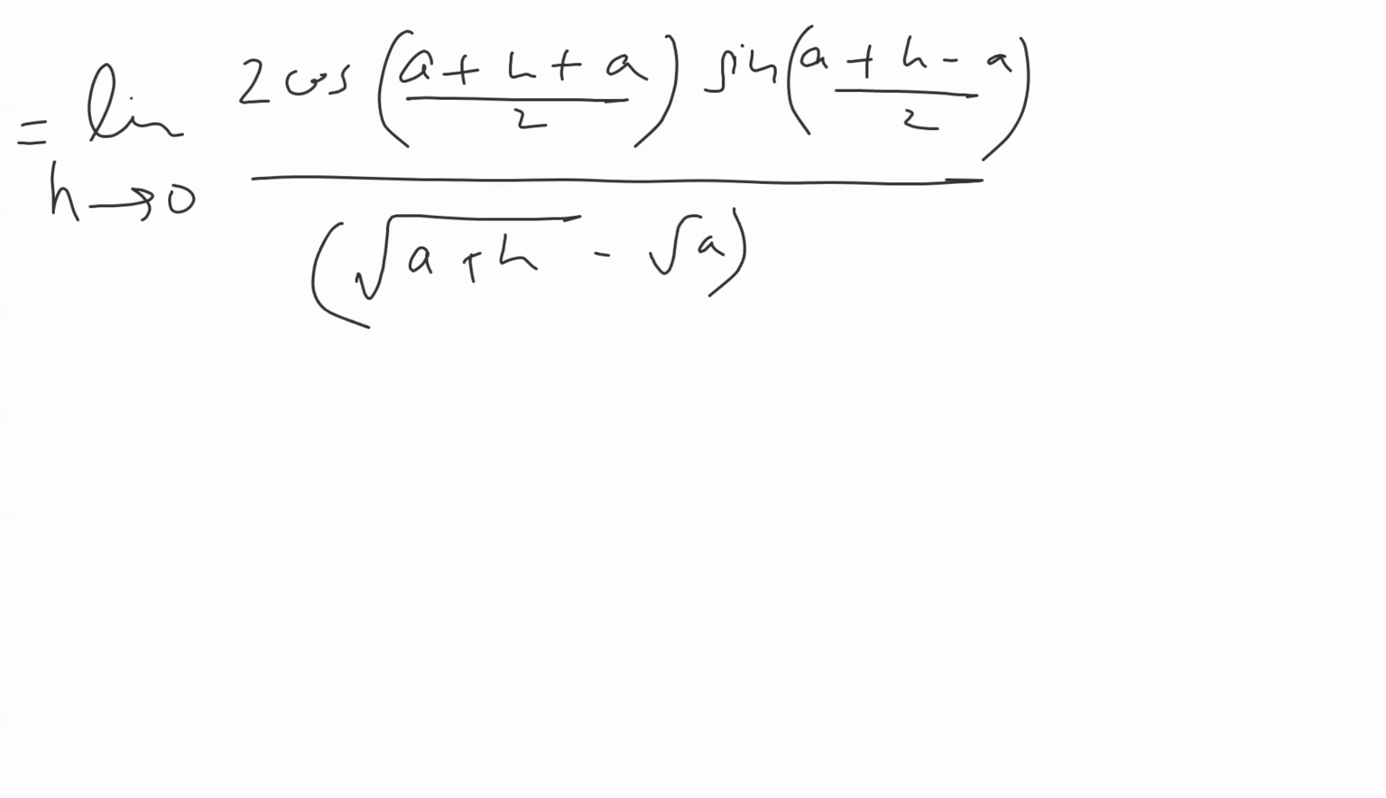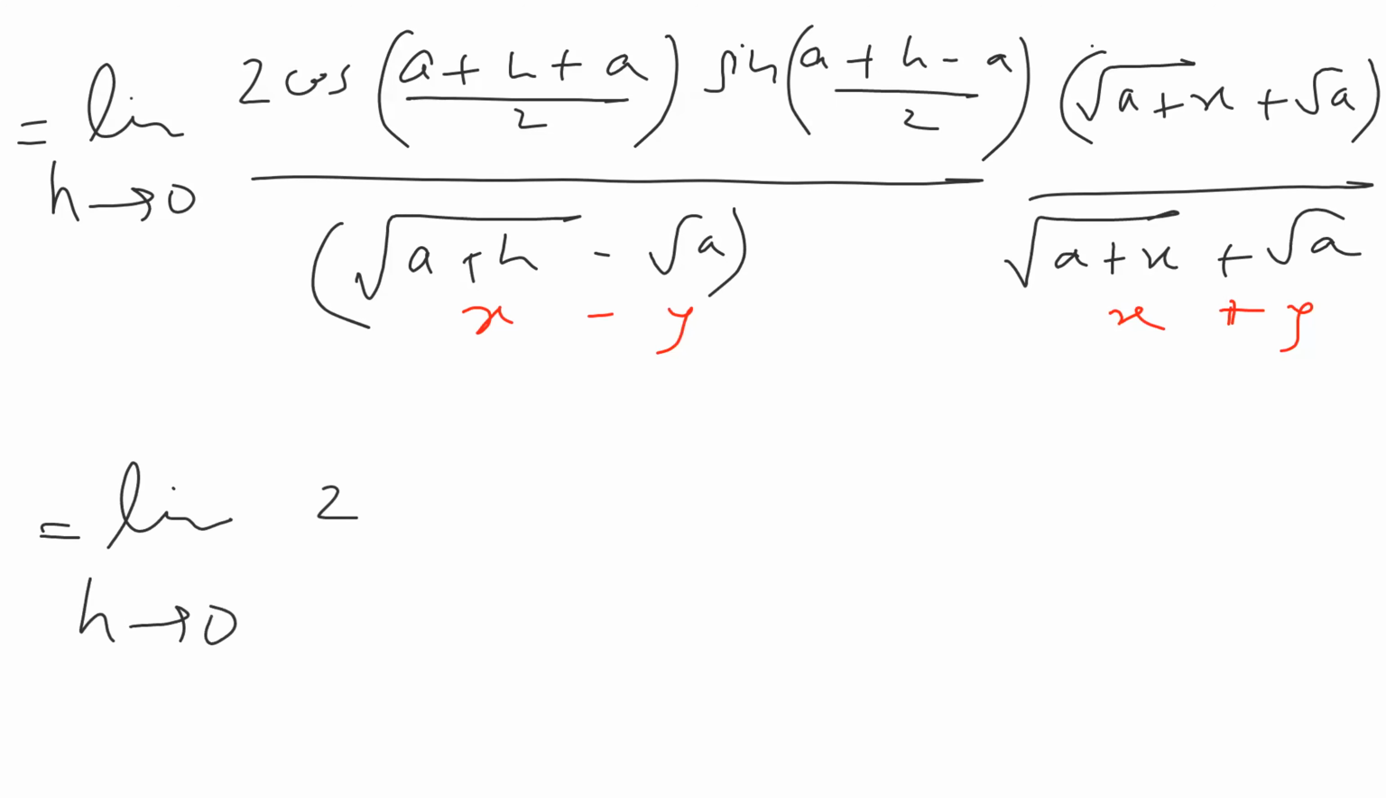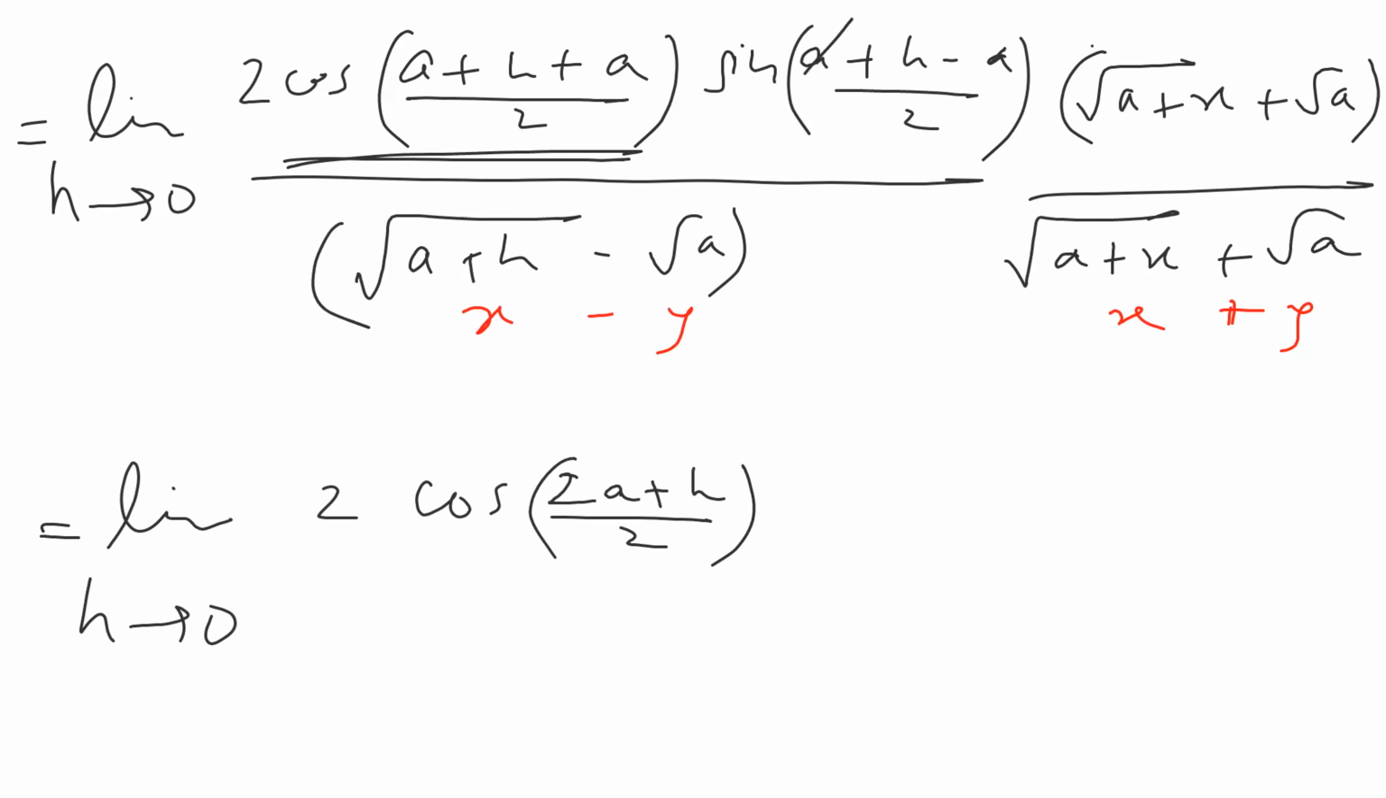So take the conjugate of this, root of a plus h plus root a. So this is x minus y into x plus y, which is x square minus y square. So denominator is quite sorted over here. Okay, in the numerator, this entire thing will be cos of 2a plus h by 2. Okay, and here sin a will go, sin h by 2.